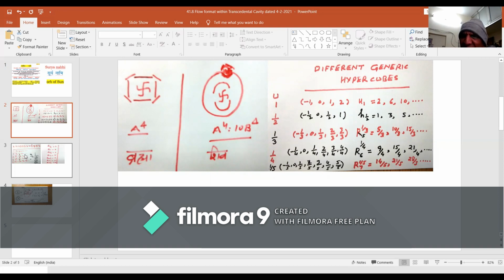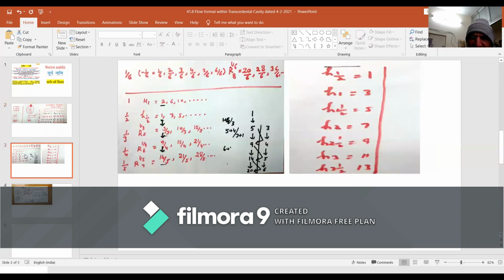The first of this unit 1 generic sequence of hypercubes is -1, 0, 1, 2 of summation value 2. It is hypercube 1. And of this series, the second, third, fourth, and subsequent hypercubes will be of values 2, 6, 10, 14, and so on. This sequence of hypercubes is unit 1 generic hypercubes.